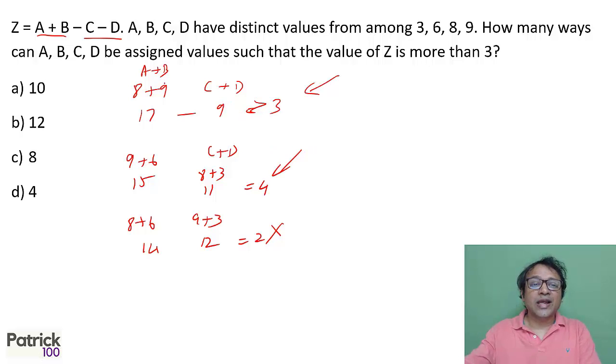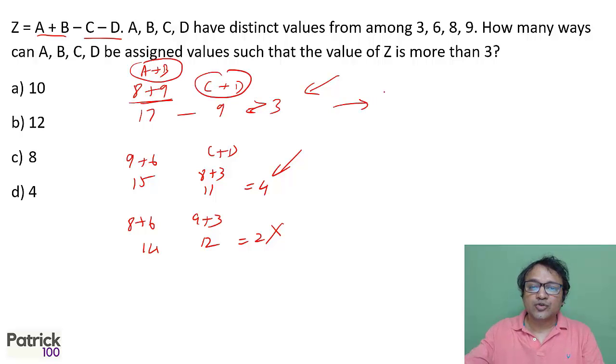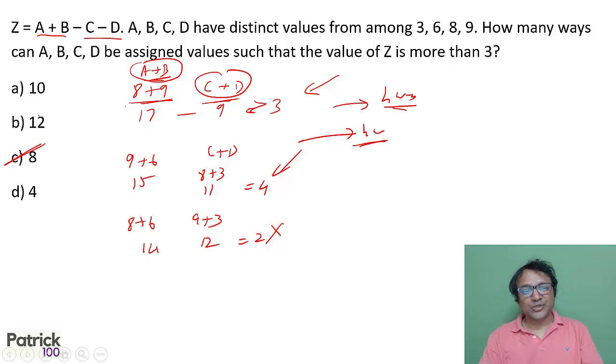In each case you can arrange A and B and C and D in 4 ways: 2 ways of arranging A, B, and 2 ways of arranging C, D. So 4 ways here, 4 ways here. In this case, 2 ways of arranging A, B: 8, 9 and 9, 8. 2 ways of arranging C, D here: 3, 6 and 6, 3. So 2 into 2, 4 ways. 4 ways here. So the total will be 8 ways. C option.